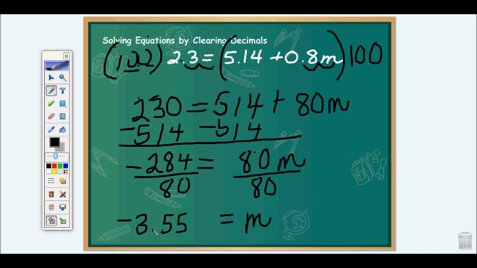So I cleared the decimals originally so that I wouldn't have to deal with them in my calculations, but then at the end, when I'm solving for the single variable, I can put that back into my calculator and I would come up with a negative 3.55.